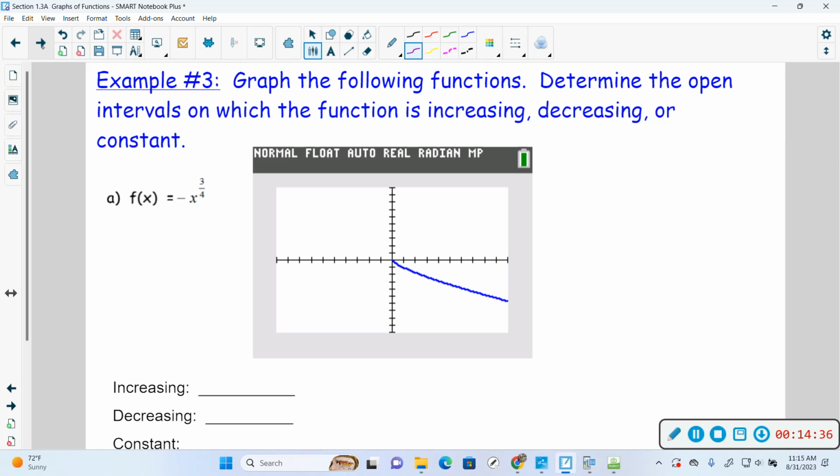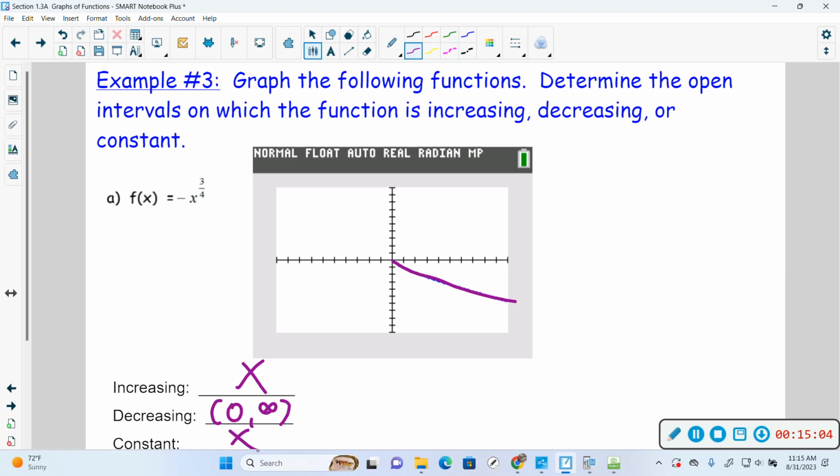If I start here, following the graph, it's clearly falling. So we just have a decrease interval. We start at 0, and it goes all the way to infinity. So there's no increase, no constant. You can leave them blank or cross them off, whatever you want to do. Remember, not every graph has to have all three.